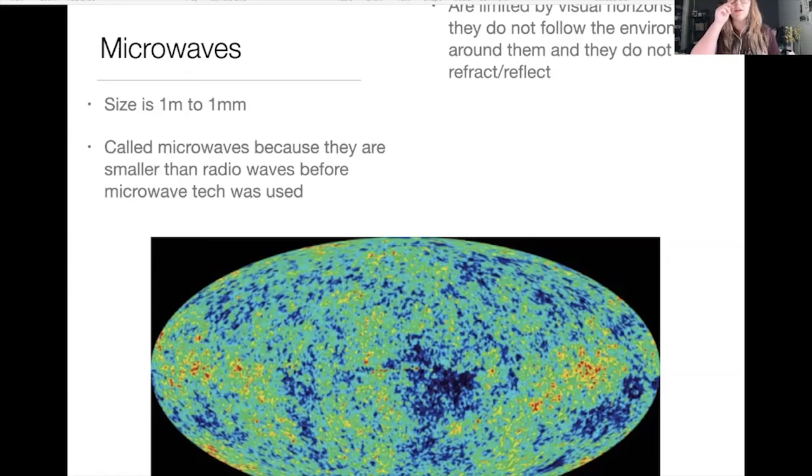They're pretty close. They were called microwaves because, before we actually had microwave technology, microwaves were assumed to be radio waves, but they were so much smaller. Micro means much smaller. So that's why they were called microwaves, because they were smaller radio waves. Unfortunately, they are limited by visual horizons, meaning if you're on a hill and you can't see past it, that means you can't see beyond it. Microwaves are the same way. They cannot be reflected or bent like radio waves are, so they are much more limited.